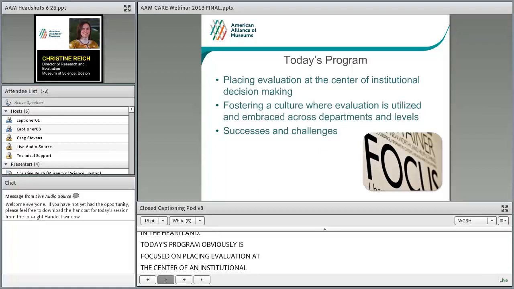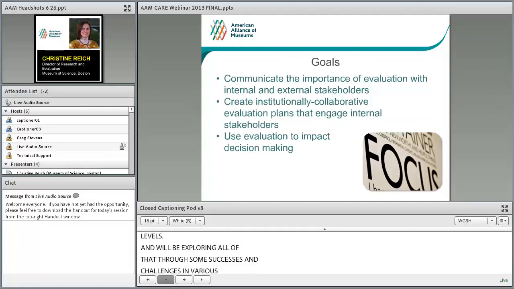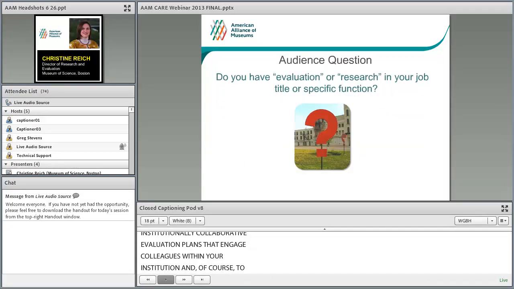Today's program obviously is focused on placing evaluation at the center of institutional decision-making, and as Christine described, fostering a culture where evaluation is utilized and embraced across departments and levels. And we'll be exploring all of that through some successes and challenges in various institutions. Our goals, of course, are to help you be better able to communicate the importance of evaluation with internal and external stakeholders, to create institutionally collaborative evaluation plans that engage colleagues within your institution, and of course to use evaluation for data-driven decision-making.